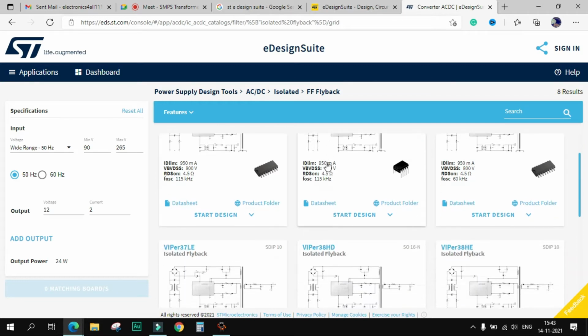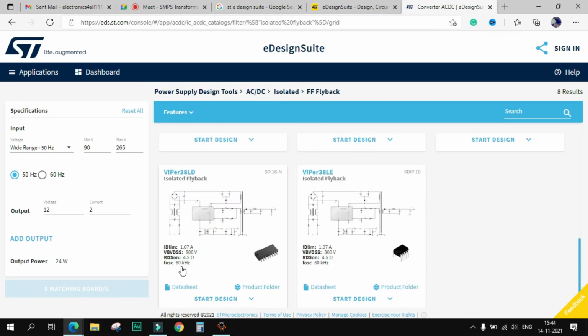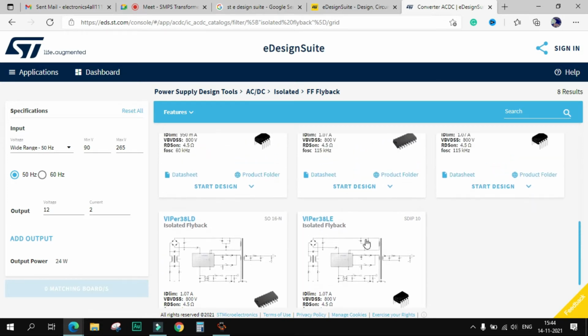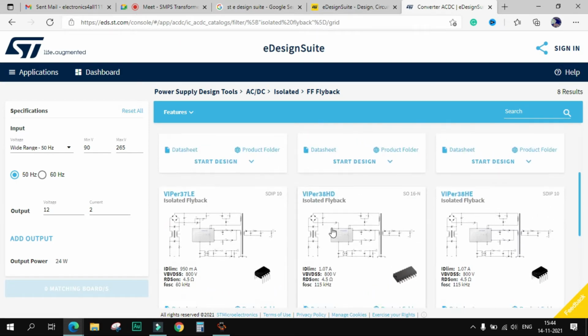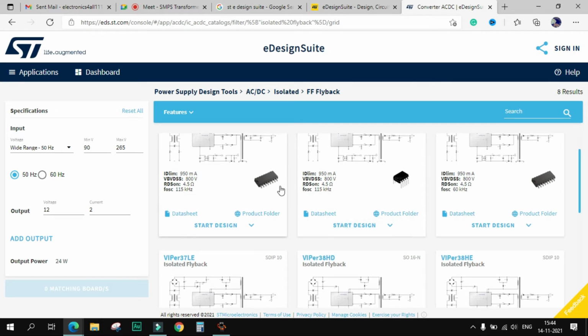So they are giving many designs, and actually they are based on different ICs like Viper 37, HE, HD. The oscillating frequency will be inversely proportional to the size of the transformer. We should try to keep this frequency as high as possible. So what will happen? The size of the transformer will be very low. So let us not select any design that is for 60 kilohertz. 115 kilohertz is good, and there is no design above 115 kilohertz.